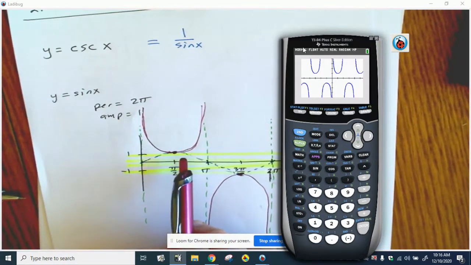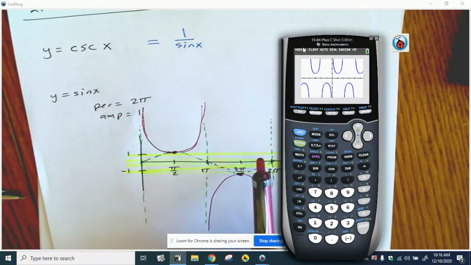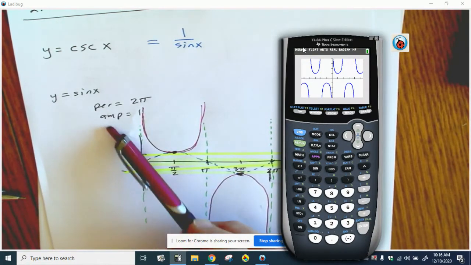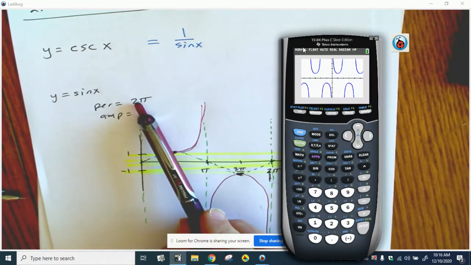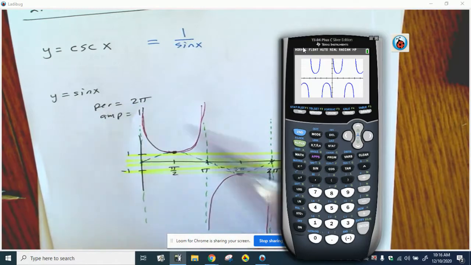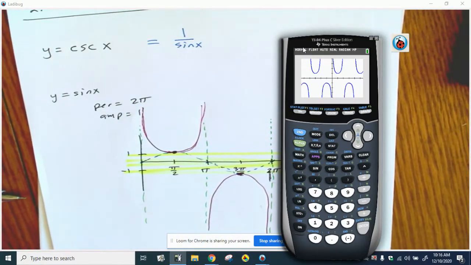And then for our purpose, again, we're going to draw one period. So if sine has a period of 2 pi, or the way we calculate it, 2 pi divided by b, it's going to be the same for cosecant and secant, okay?